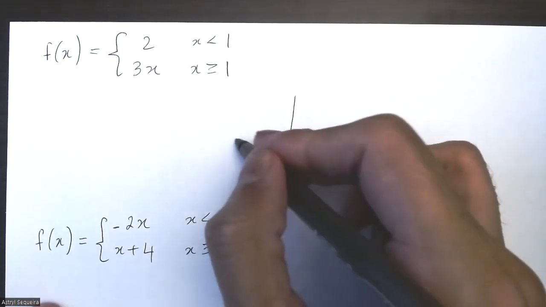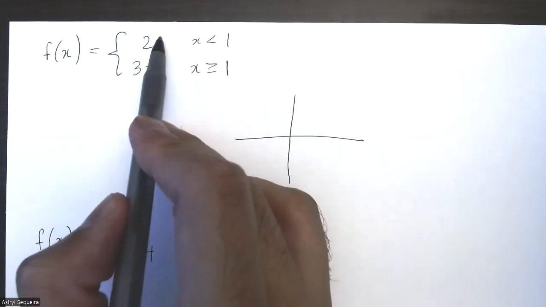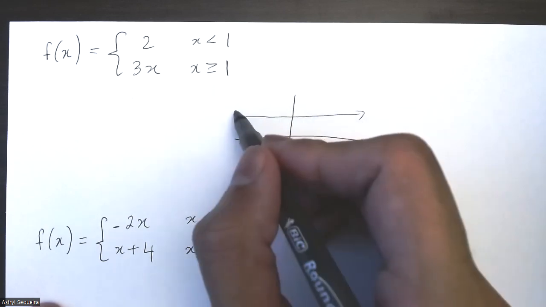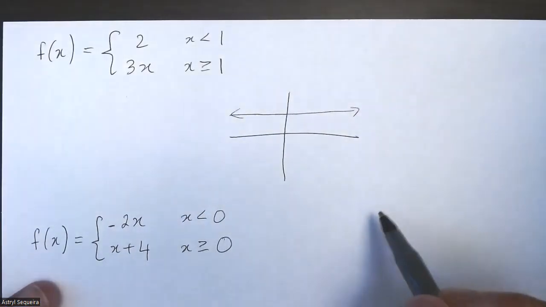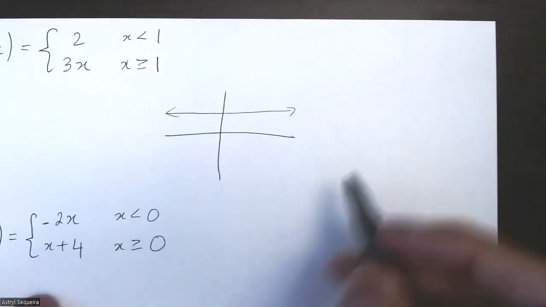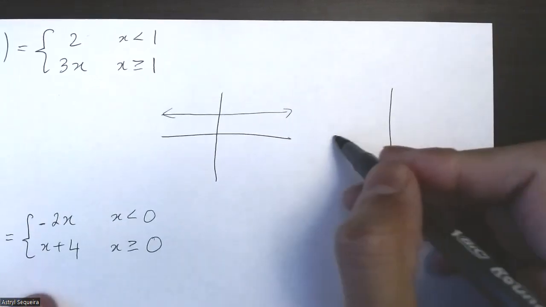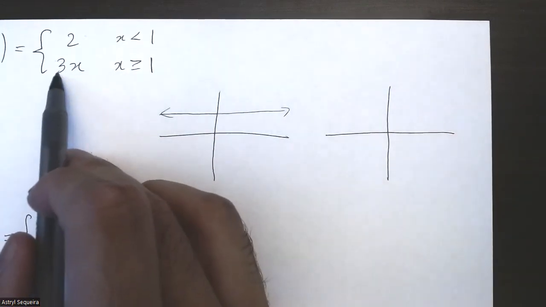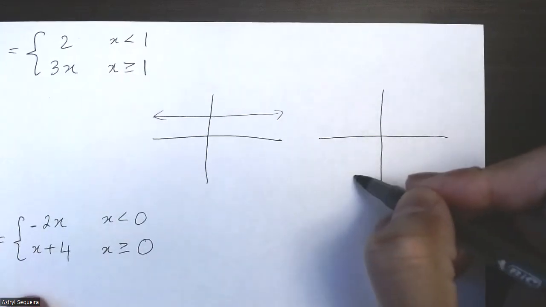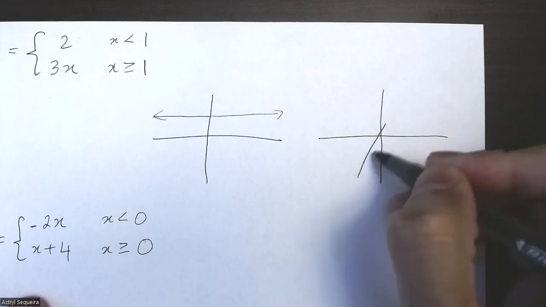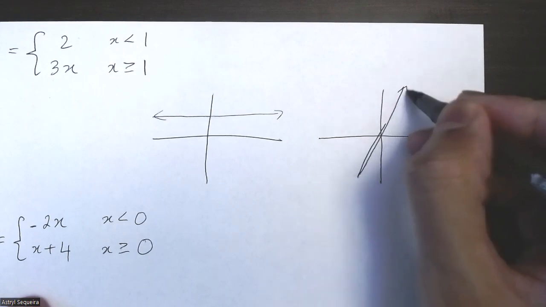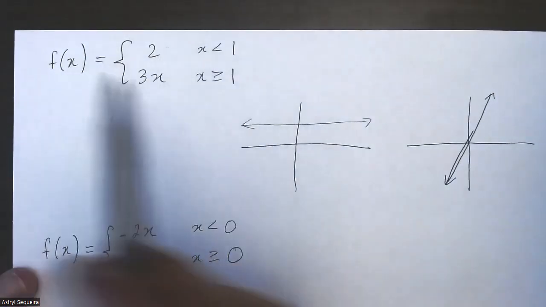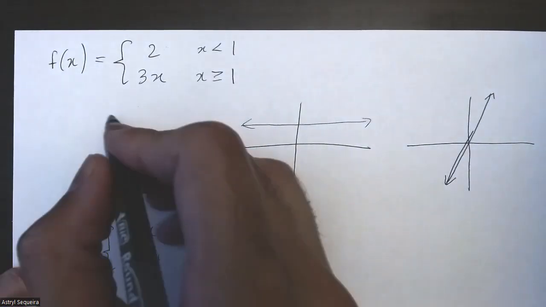If I have f of x equals 2, that's just a horizontal line at y equals 2. So that's what that first function looks like. And if I have f of x equals 3x, I know that this is a function with a slope of 3 and a y-intercept of 0. So it's a pretty steep line, passes through the origin. Just looks like that. Now I want to combine these two functions to create the piecewise function over here.